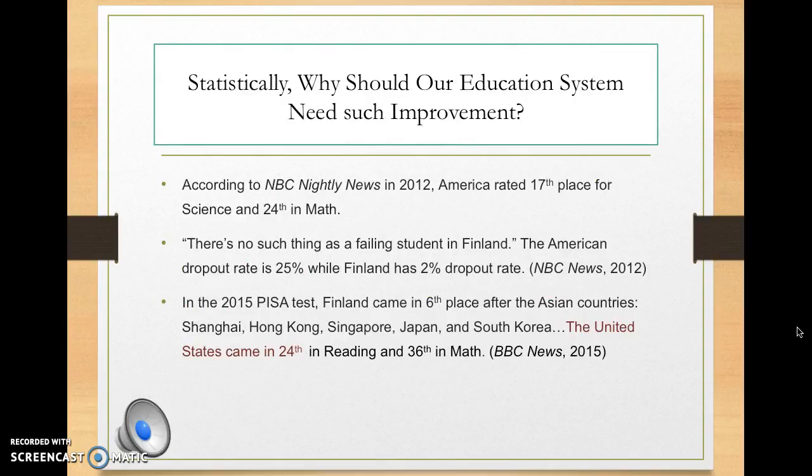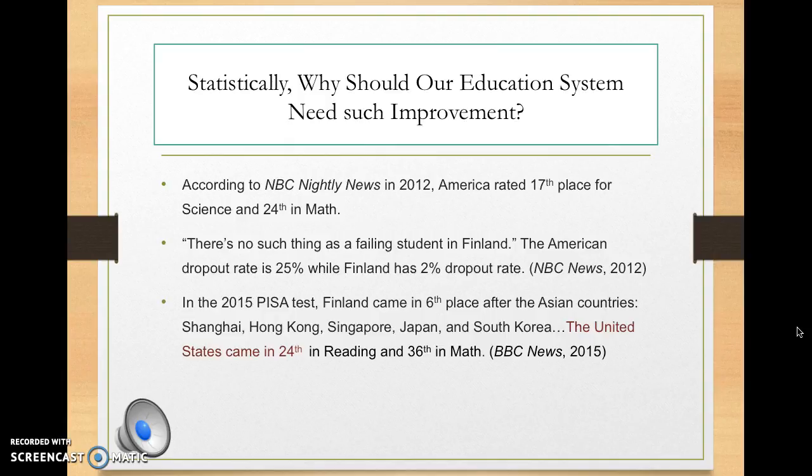Statistically, why should our education system need such improvement? On a global scale, we definitely do, because in the year 2012, NBC News reported that the United States rated 17th place for science and 24th place in math globally.